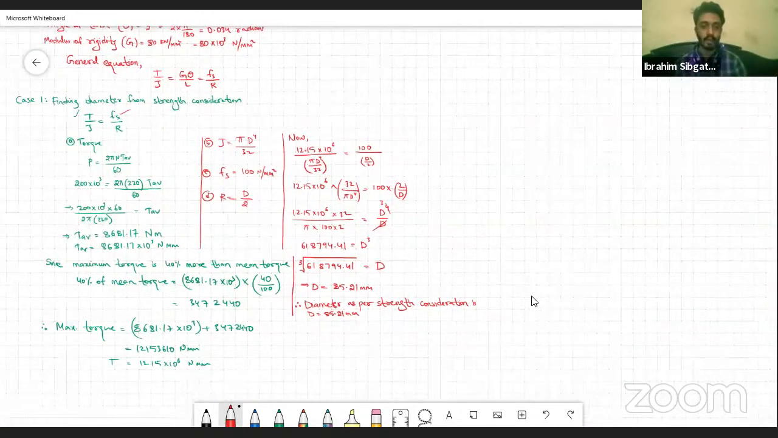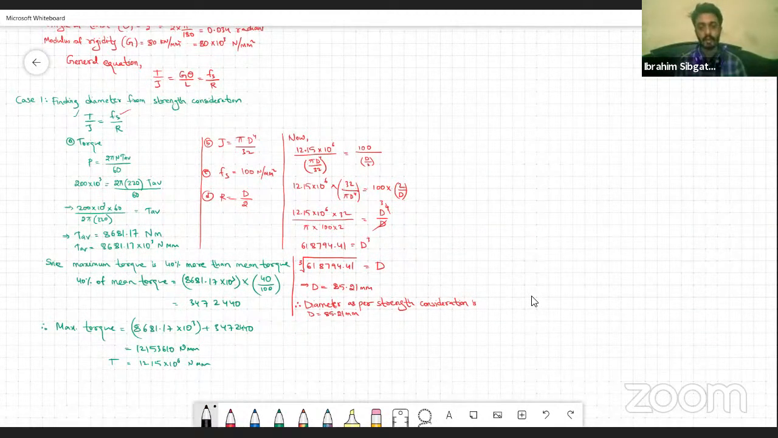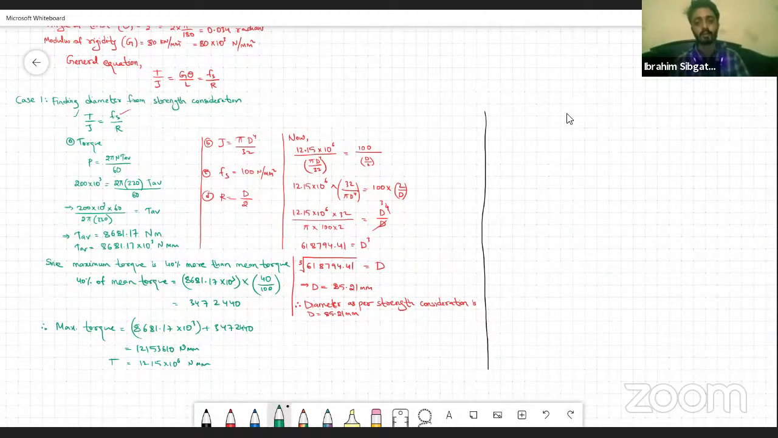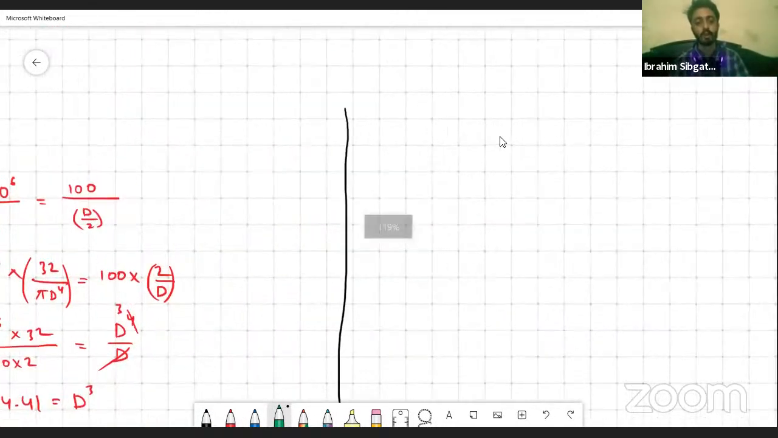There is one more case in which we are going to find out the diameter, and that case is with respect to the stiffness consideration. Okay, we will compare both of them and we will derive the answer. Anyways, let's go into that case now.